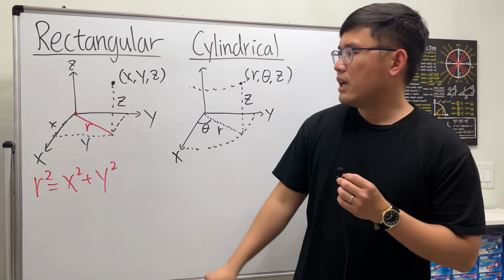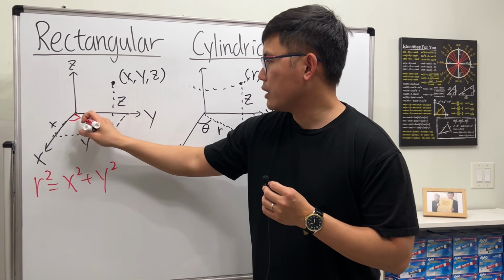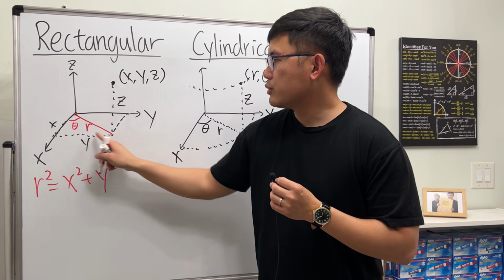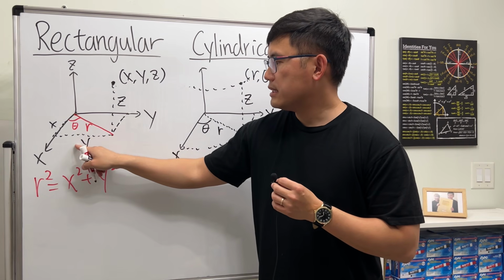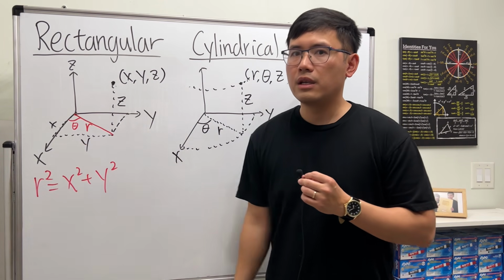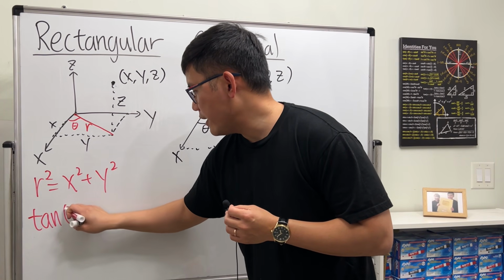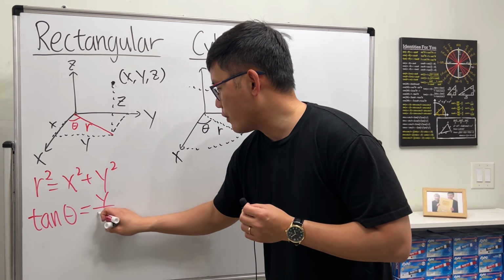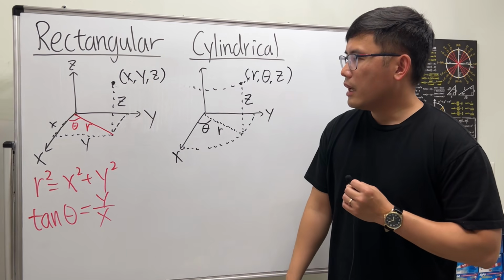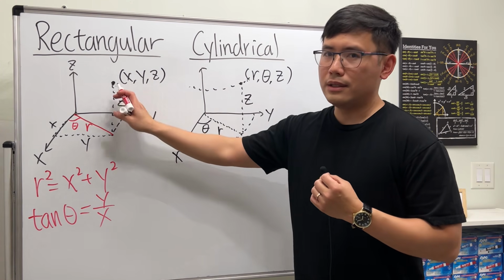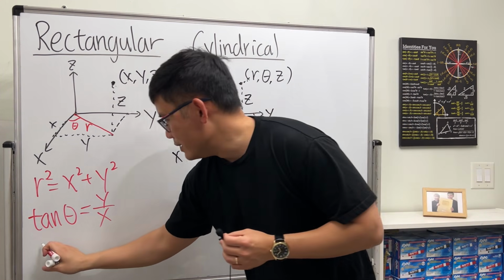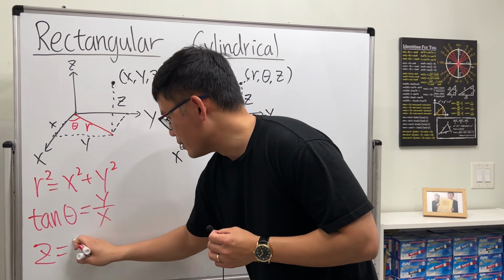Done. Next, how do we get the angle here though? Again, this right here is the right triangle, y is the opposite, and then the x right here is the adjacent. So we can use tangent and say tangent theta equals opposite over adjacent, so tan theta equals y over x. And lastly, the z, guess what? It's the same z, right? Because it's just going upward, so z equals z.